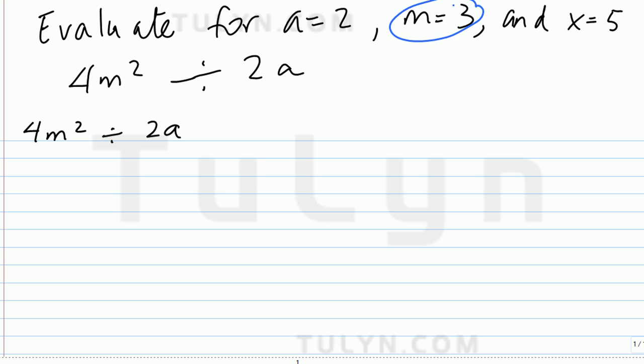m equals 3, right? So I'm going to recopy this whole problem once more, and where I have m, I'm going to delete that m and put the 3. Okay? Now remember that the 4 is the coefficient that multiplies m squared, so I'm not going to forget and I'll put the multiplication sign there.